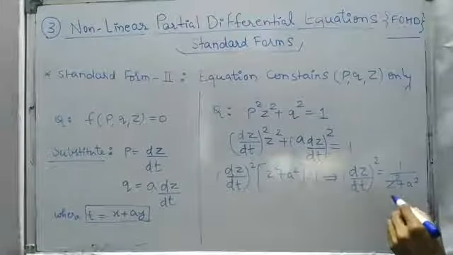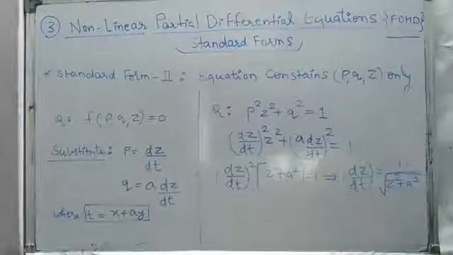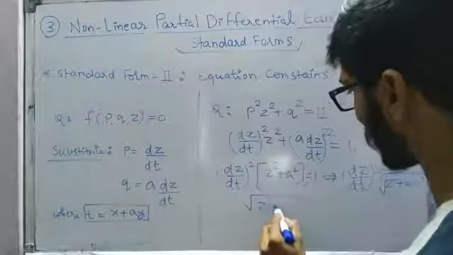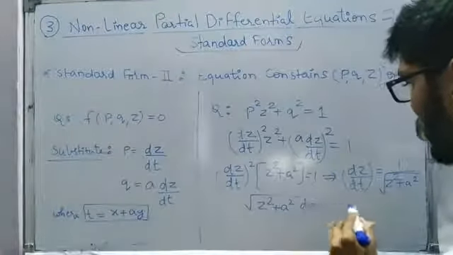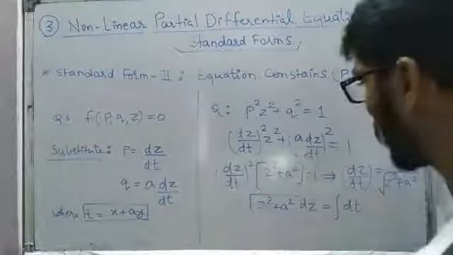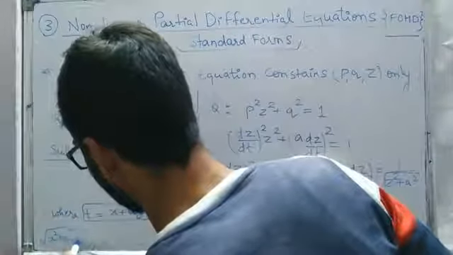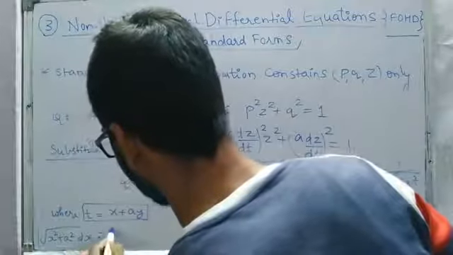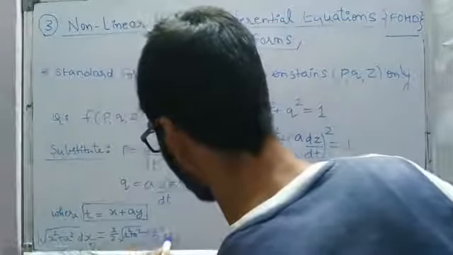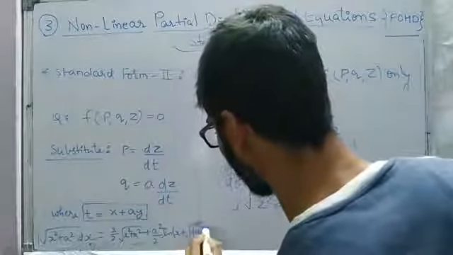And if we take the square root, we are going to have dz by dt as 1 upon under root z square plus a square, and if we cross multiply, we get the z terms together: under root z square plus a square dz is equal to dt, and if we integrate both the sides, the integration of square root of x square plus a square dx is nothing but x by 2 under root x square plus a square plus a square by 2 ln x plus under root x square plus a square.